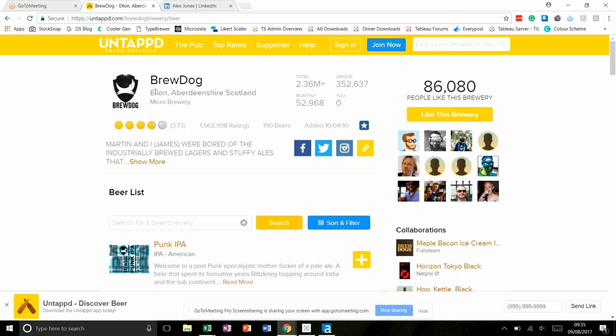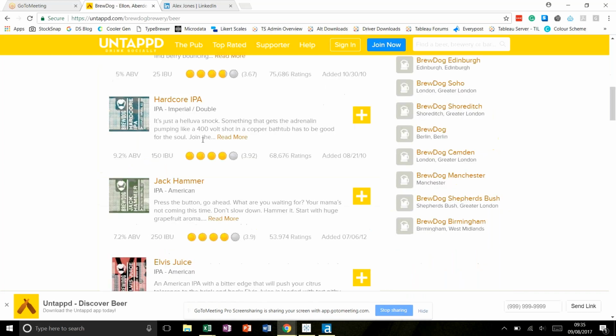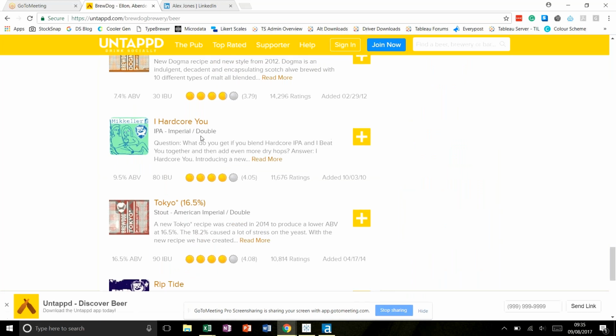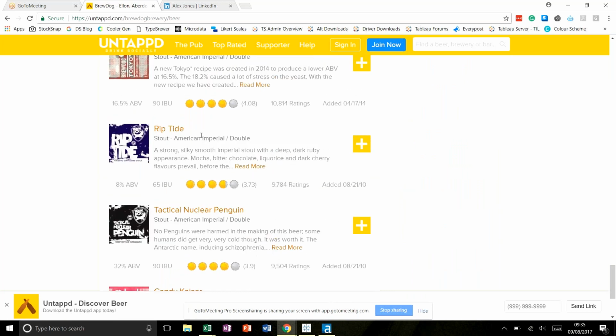So, considering we've got the free beer fridge here, I thought I'd do Brewdog because they're pretty tasty and there's a good load of beers in here. I didn't realise they made so many. I had no idea.